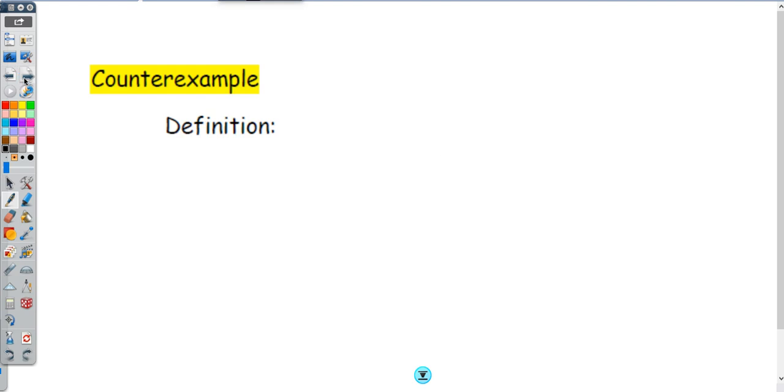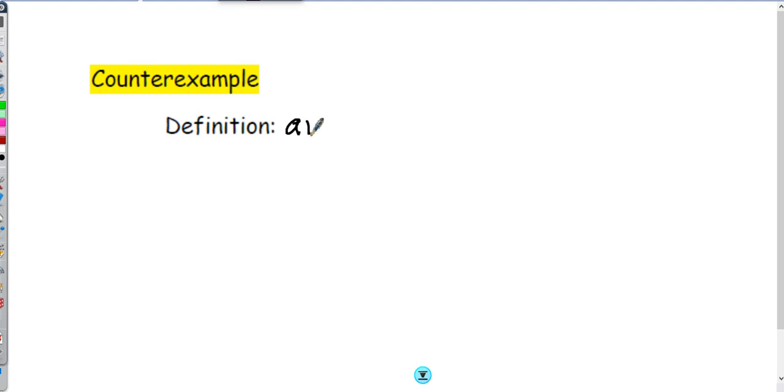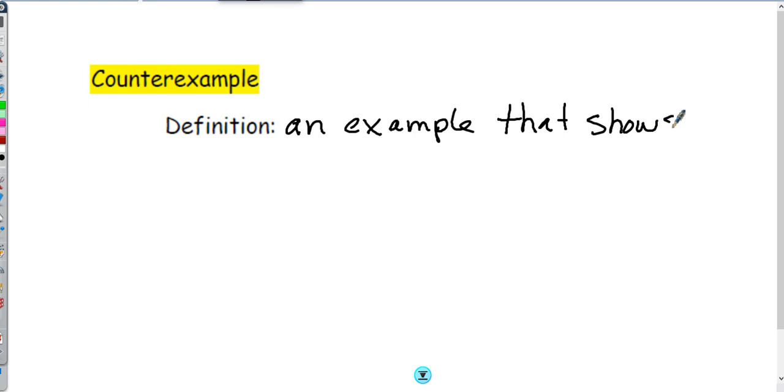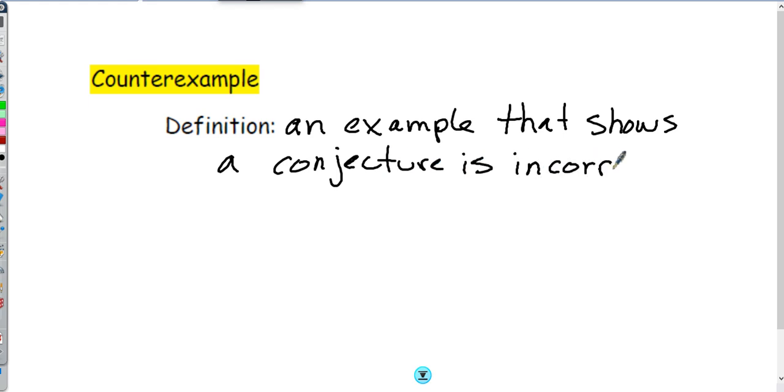So, a counterexample. We already talked about a counterexample, but I don't think we ever actually defined it. A counterexample is an example that shows that a conjecture is incorrect. I looked it up, and it's an example that poses a contradiction in idea or theory. Right, that shows a conjecture is incorrect.